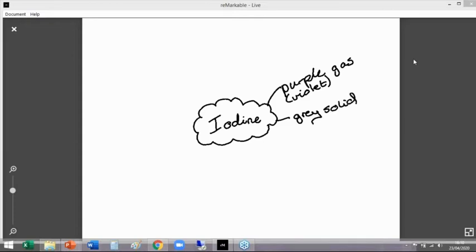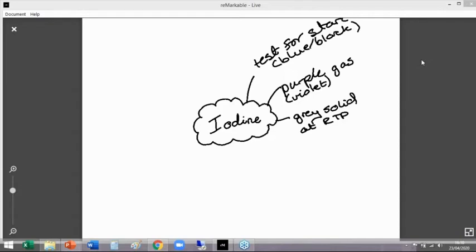solid at room temperature and pressure, RTP. Yes, well done, biologists there. It's the test for starch. Goes blue black if starch is present, or iodine, or the other way around as well. We've used it the other way around. It's got the highest boiling point of the halogens.